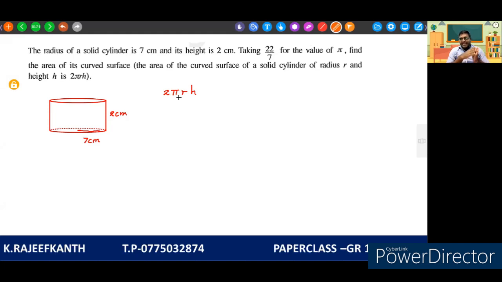Now they have given the radius and height, so we are going to substitute. By substituting these values, we can find the curved surface, because the curved surface is 2 pi r h. Then 2 into, here they have given the value for pi as 22/7, then the radius is 7 centimeter and the height is 2 centimeter. Here we can divide by 7, then 1. Here also 1. Then 2 times 22, 44. 44 times 2, 88 centimeter. Then the curved surface is 88 square centimeter.